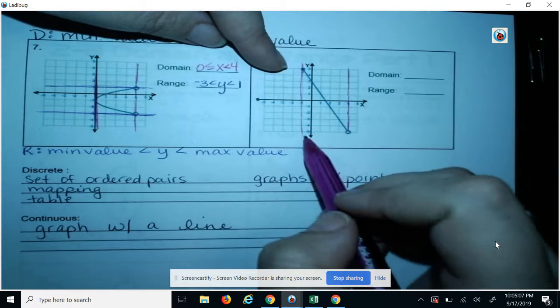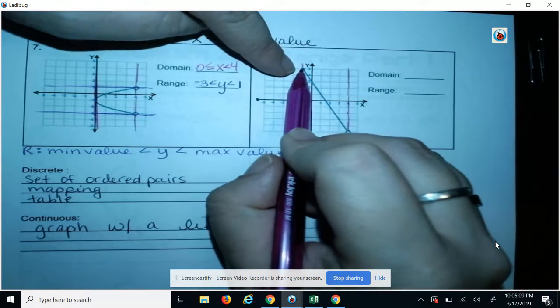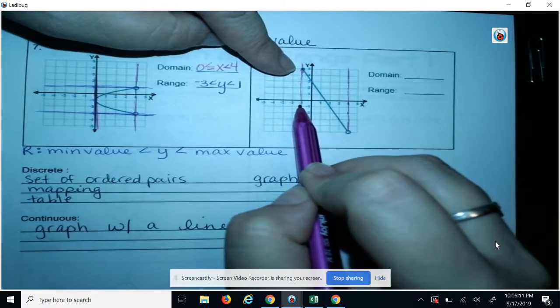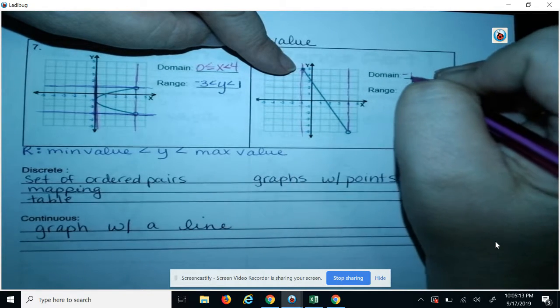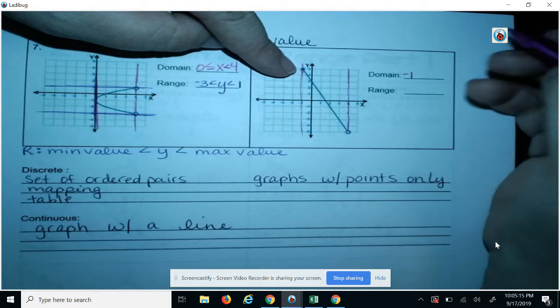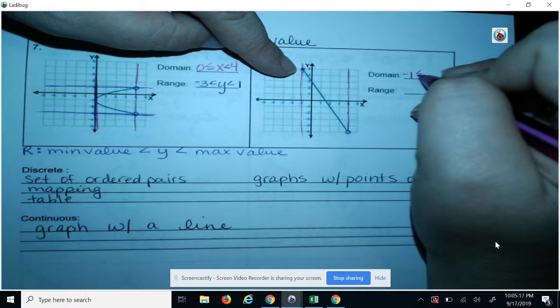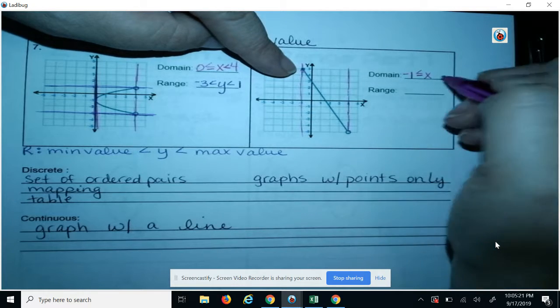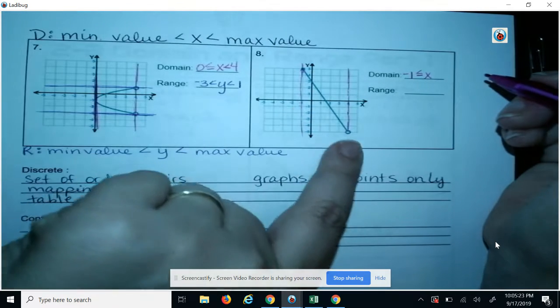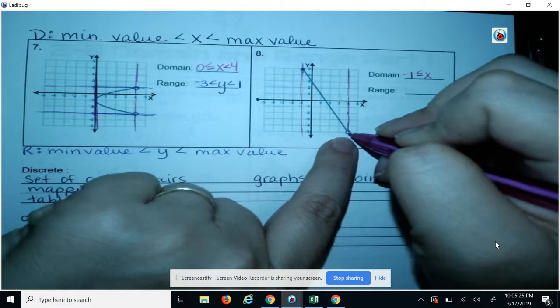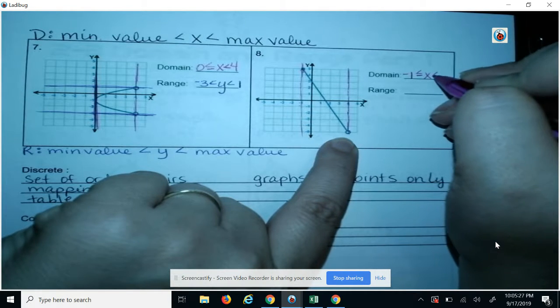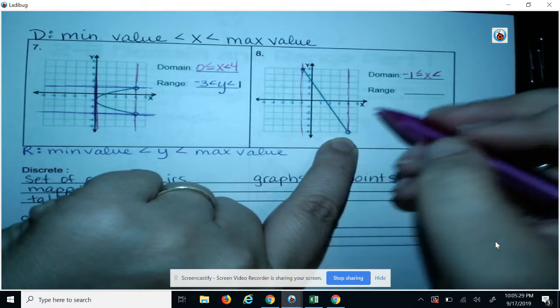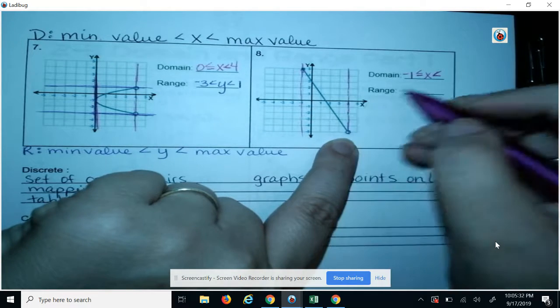Okay, so my minimum value here is at -1 on the x-axis. And it's a closed dot, so I'm going to make that less than or equal to. Domain is x. And then my maximum value hits the graph here at an open circle, so it's less than. And on the x-axis, that is a 4.